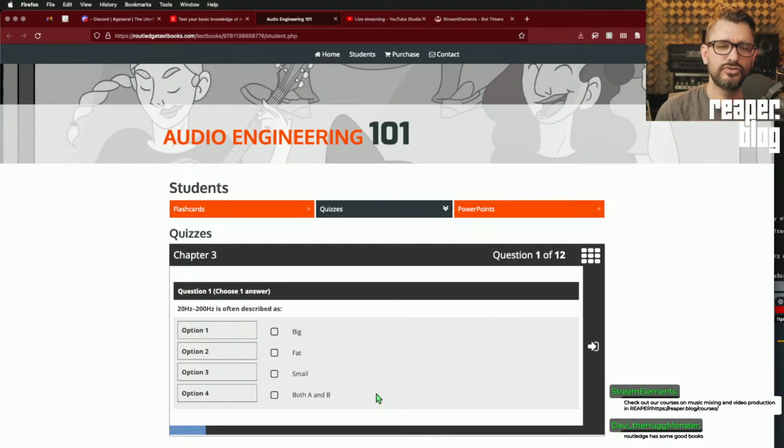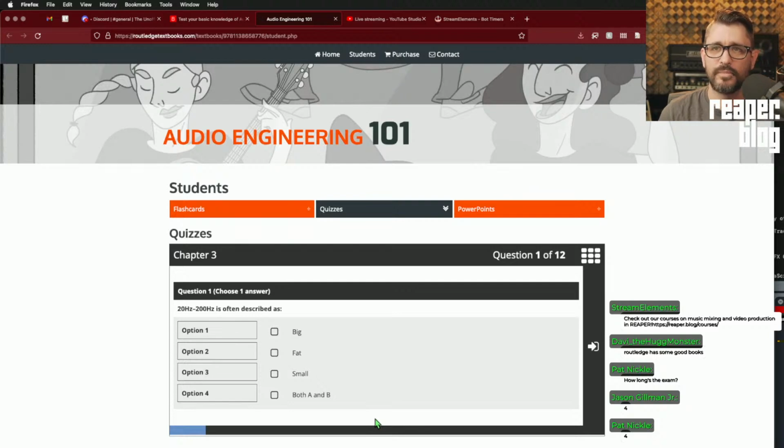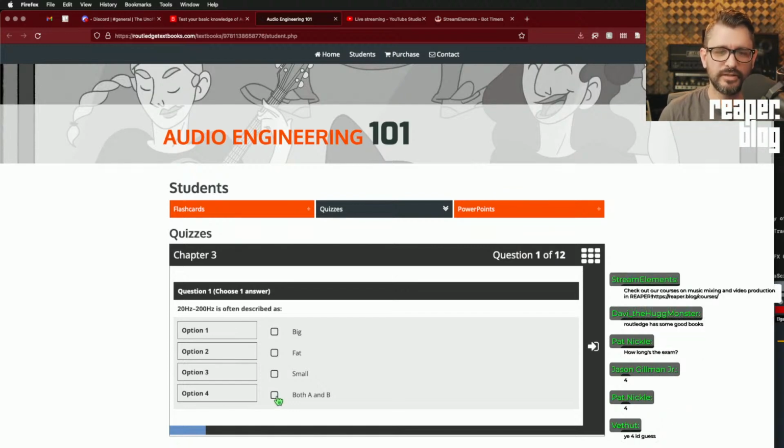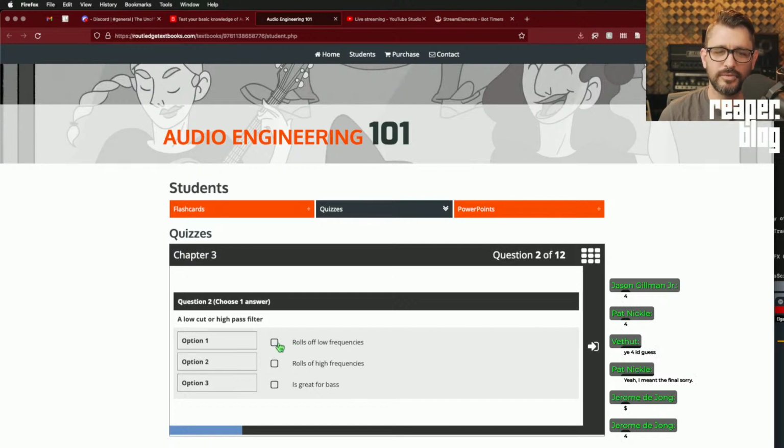20 hertz to 200 hertz is often described as option 1, big, fat, small, or both A and B. Describing the sound. Got a couple votes for number 4. How long is the exam? This is 12 questions. There's a final exam. I want to do that one. For big, fat, sure, that describes low frequencies. A low cut or high pass filter rolls off low frequencies, rolls off high frequencies, is great for bass. Rolls off low frequencies. Number 1.